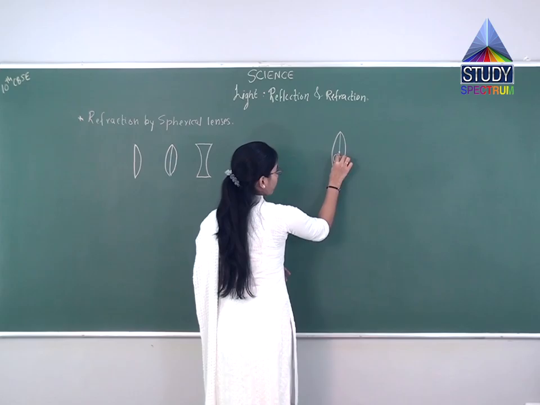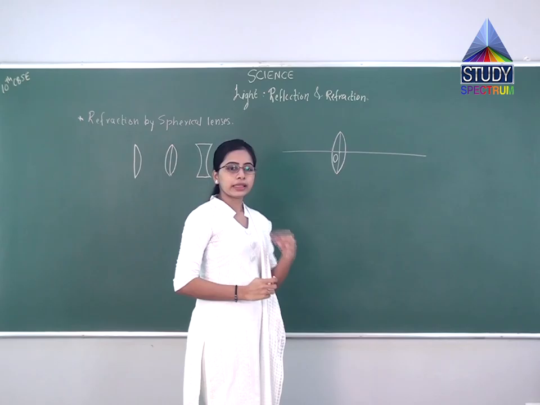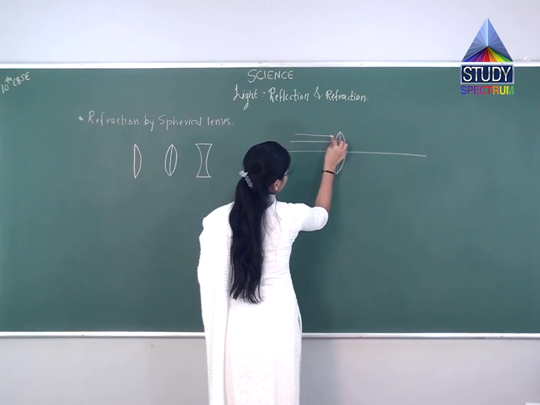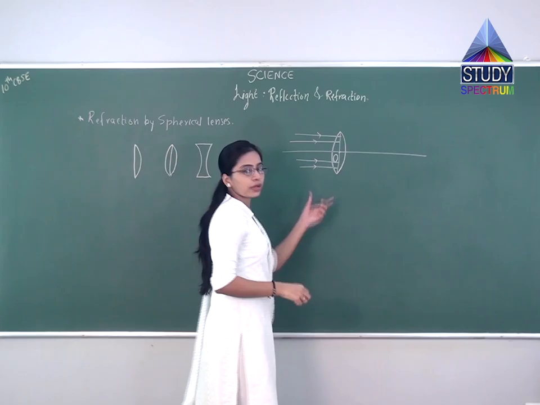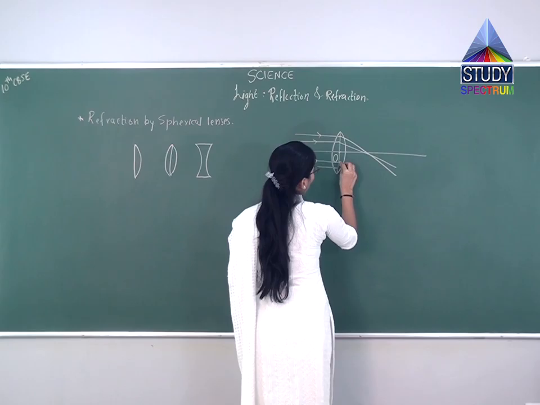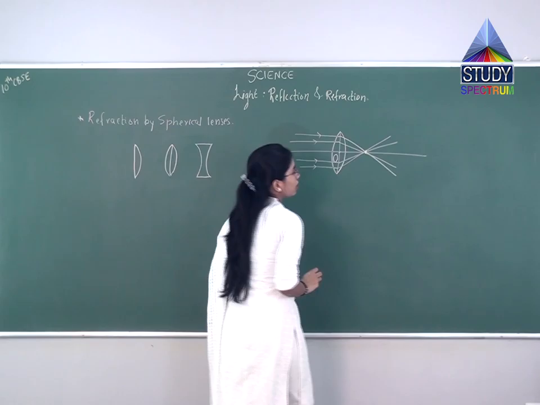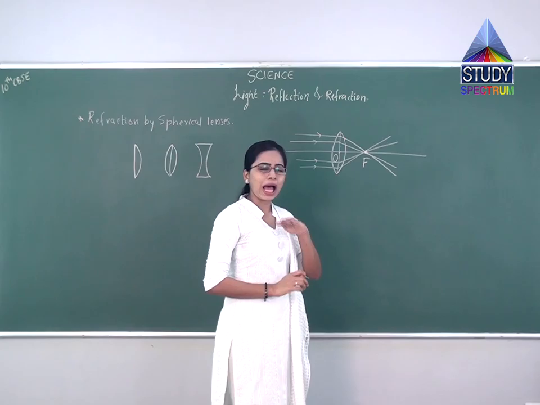Now suppose we take the principal axis passing through this origin, and we pass light rays parallel to the principal axis in this way. You will observe that for a convex lens all these rays converge at a single point like this. So this point acts as the focus of the convex lens. In this case I am sending the rays from left to right.